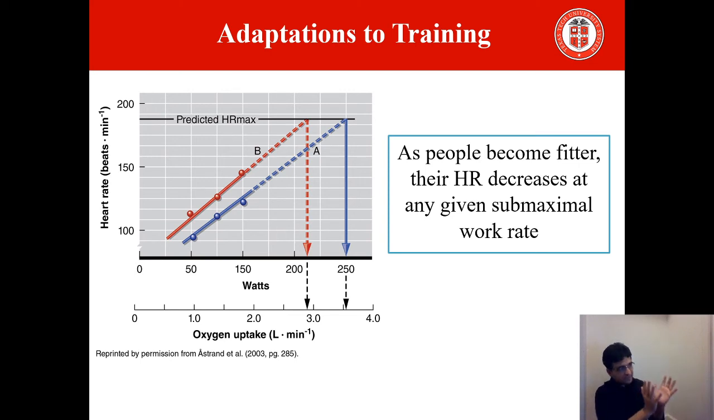So if you combine this whole graph, it's written as: people become fitter, their heart rate decreases at any submaximal work rate. I'm repeating it again because with each beat more blood is pumped, so the overall amount of blood remains the same.